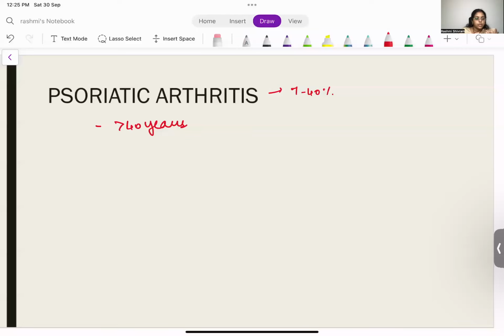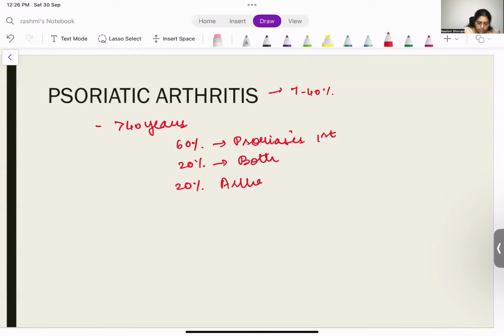So what do we see in these patients? Usually in around 60% of the patients, psoriasis comes first and the arthritis then develops. In 20% of patients, both can present at the same time, psoriatic arthritis as well as skin lesions. And in 20% of patients, they can have arthritis first.